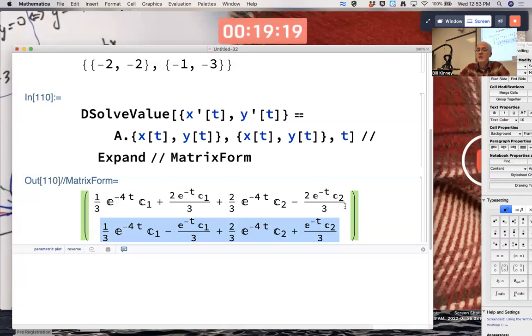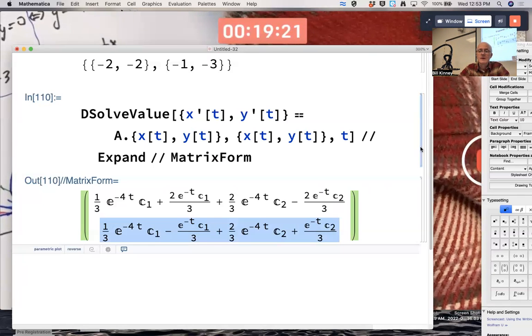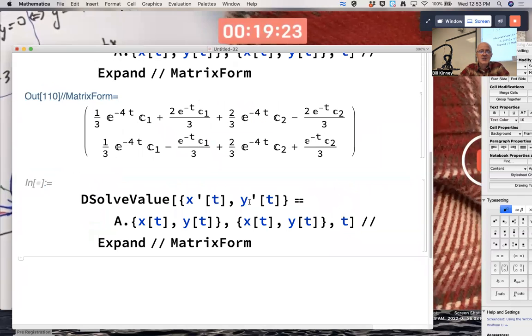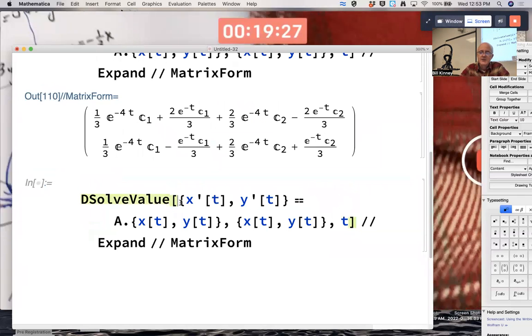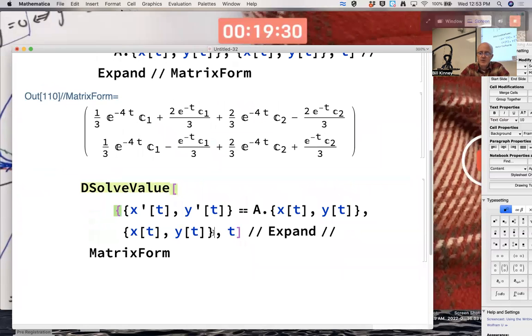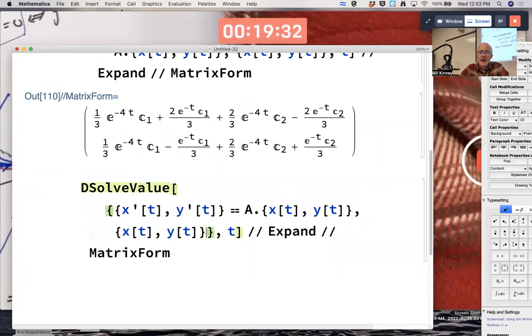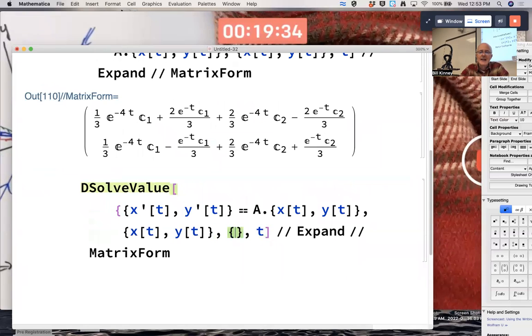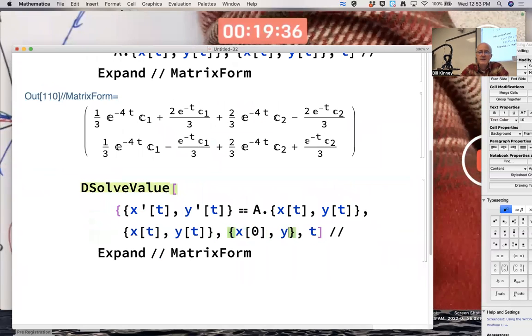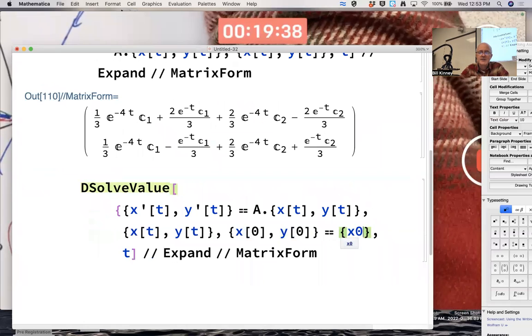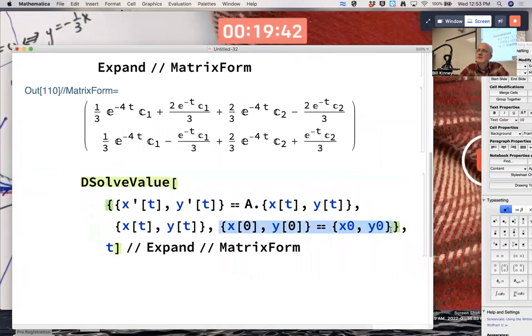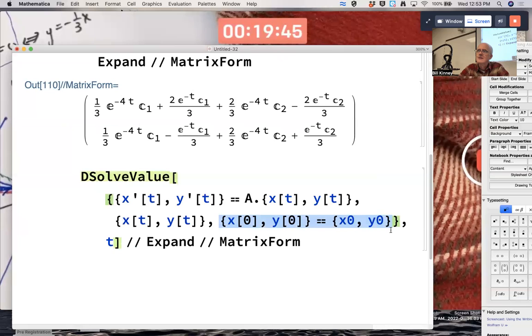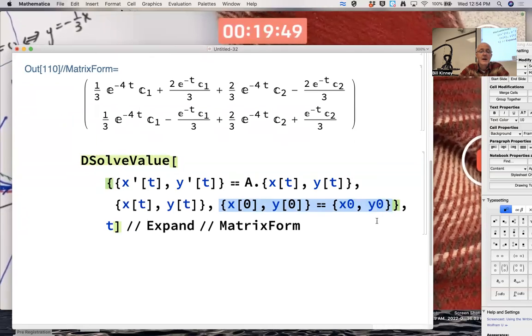I could also solve a generic initial value problem by adding generic initial conditions in here. Let me put an extra set of curly braces around the differential equation. And then a comma. x of 0, comma, y of 0 equals x0, comma, y0. There's my generic initial condition right there. I know Mathematica syntax is kind of funny, but I think this is going to work.